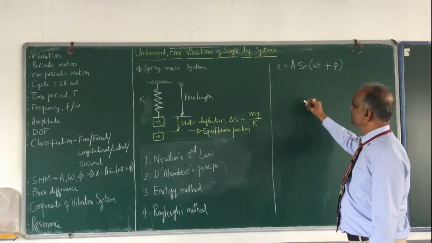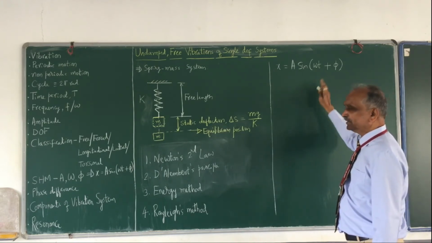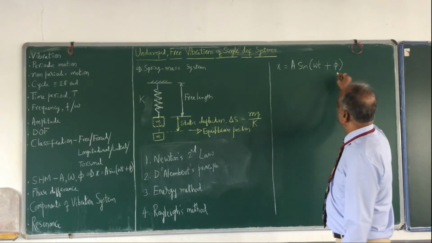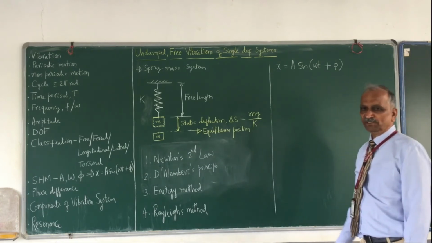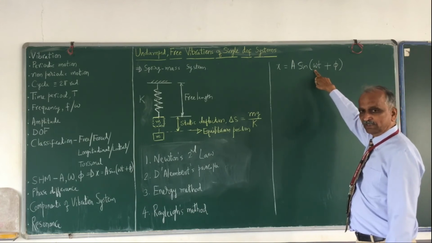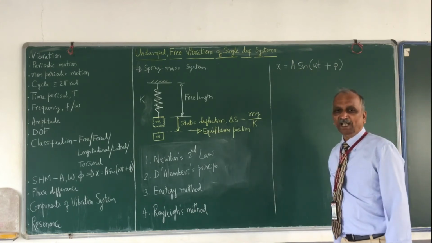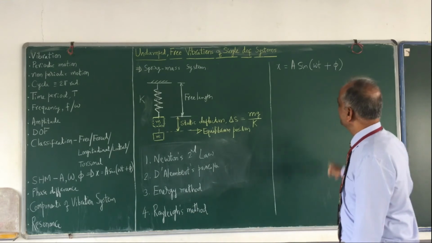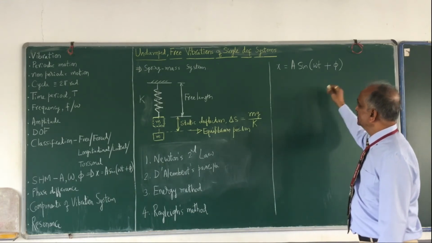So what is the meaning of this if I represent it? Now this phi is called the phase difference, omega is called the frequency, and a is called the amplitude. Let us understand the meaning of this.